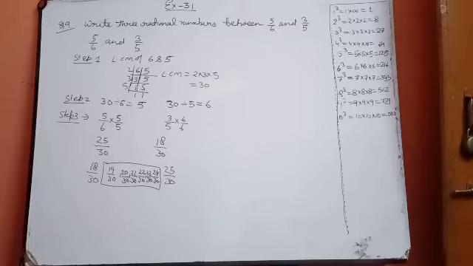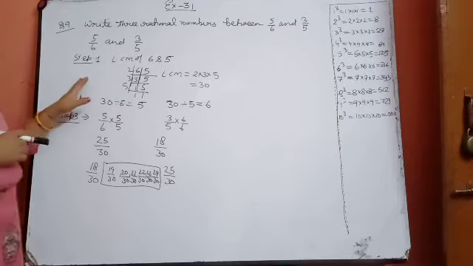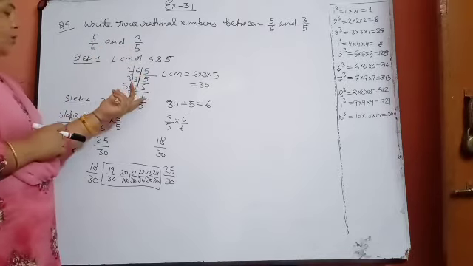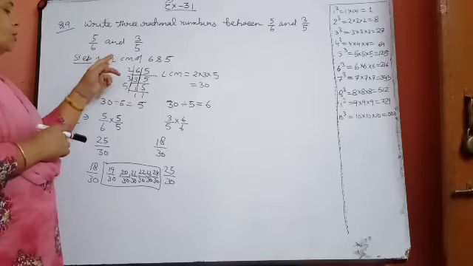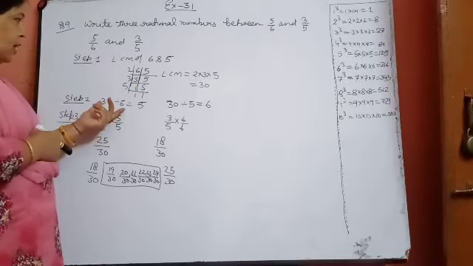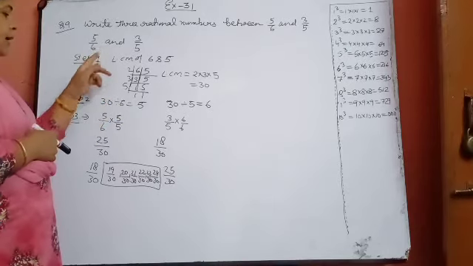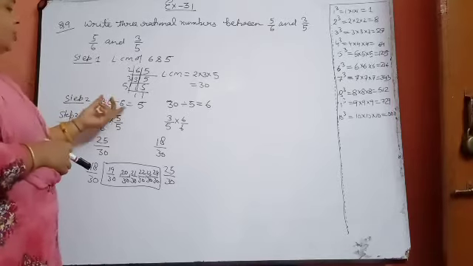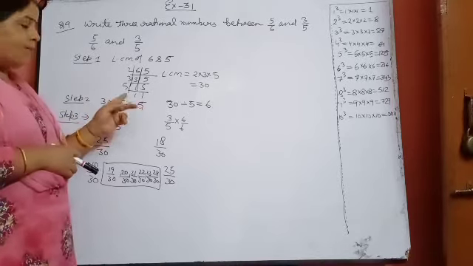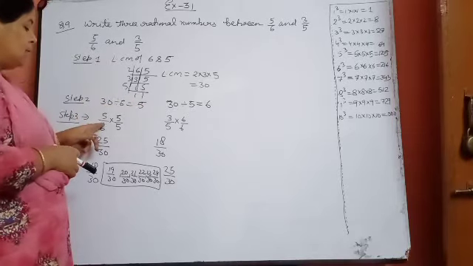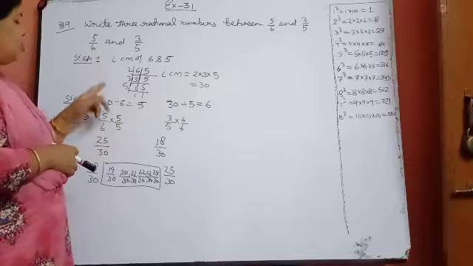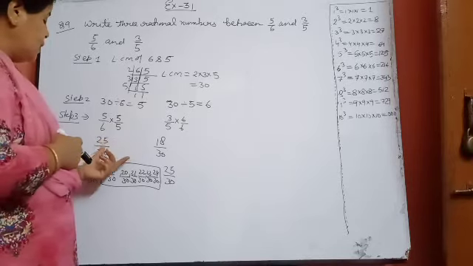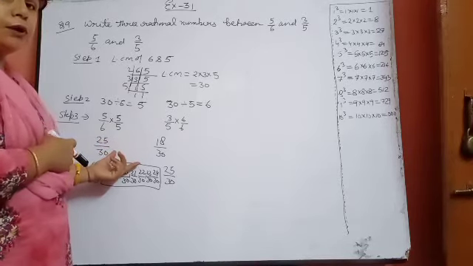Let me say one more time what we will do. First of all, whatever rational numbers are given, you will take the LCM of their denominators. After taking the LCM, you will make their denominators equal to the LCM. The LCM will be divided by each of the denominators one by one, and whatever quotient comes, you will multiply that quotient in the numerator and denominator of the given rational numbers. In this way you will get rational numbers whose denominators are equal.